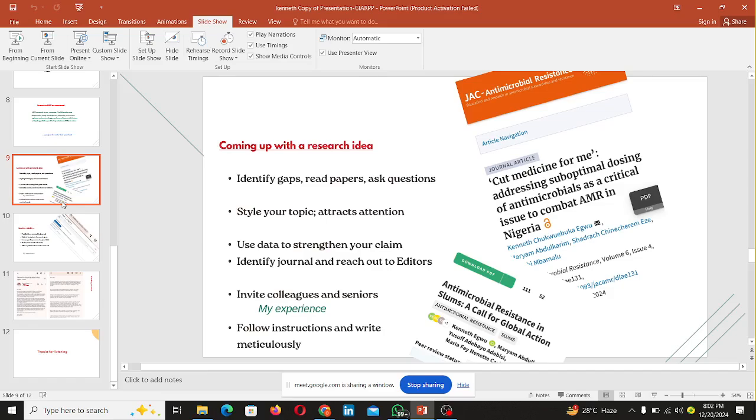Also style your topic. So if you are writing, don't make your topic boring. Try to be creative a bit with your topic. It will help you gain attention from people to read your manuscript, and it also tells of the importance of the research.